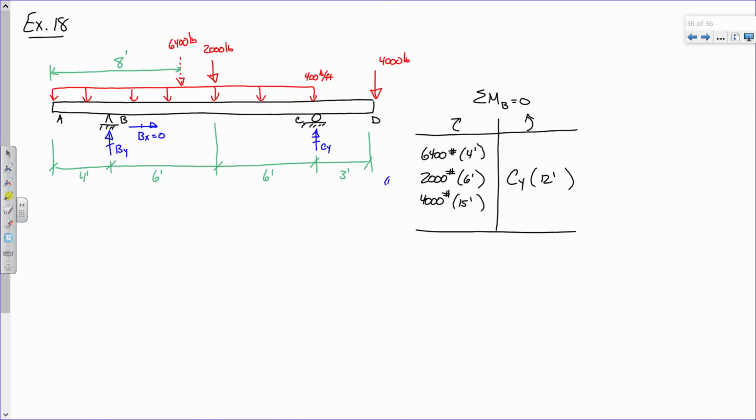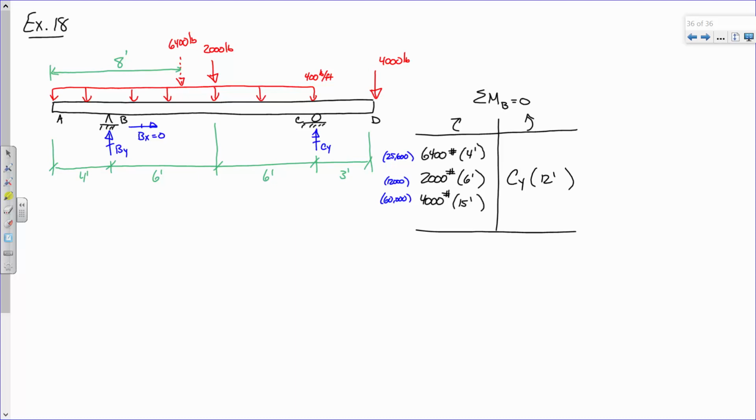All right, so somebody help me out on this column on the left, because let's see, 2,000 times 6, that's 12,000. This is 60,000. And this is 25,600. So adding those up, what do I get? I get 60, 72, 97,600. Did I do that right?